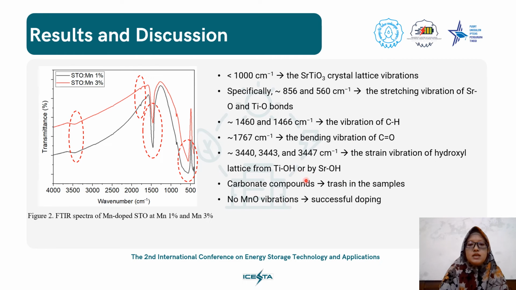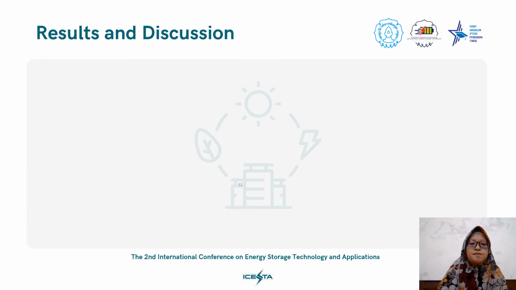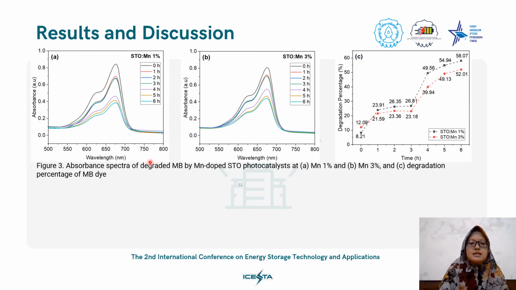Here we can see that there are carbonate compounds and no manganese compound vibration. These FTIR results agree with the XRD results. Next, figures 3A and 3B are the absorbance spectra of the degraded methylene blue by Mn-doped SrTiO3 photocatalyst, and figure 3C is the degradation percentage of methylene blue dye.